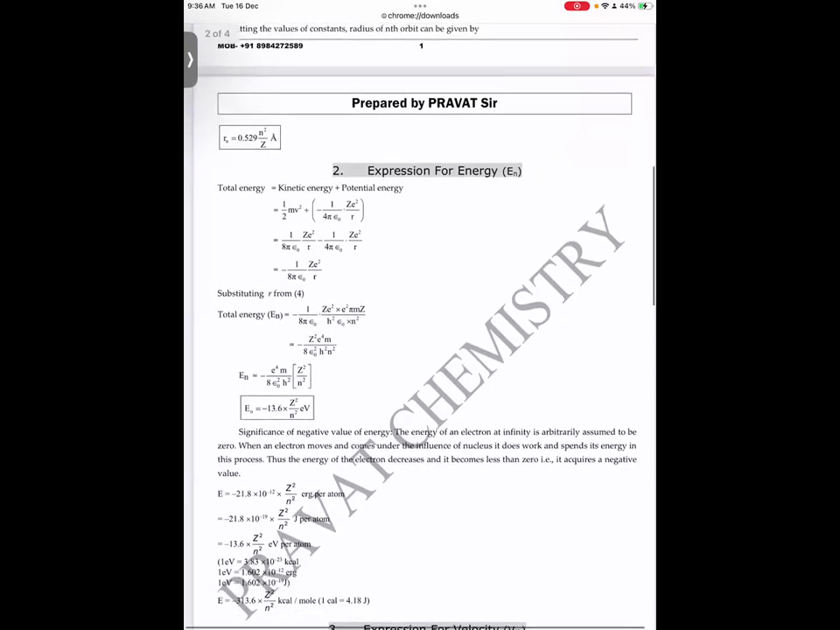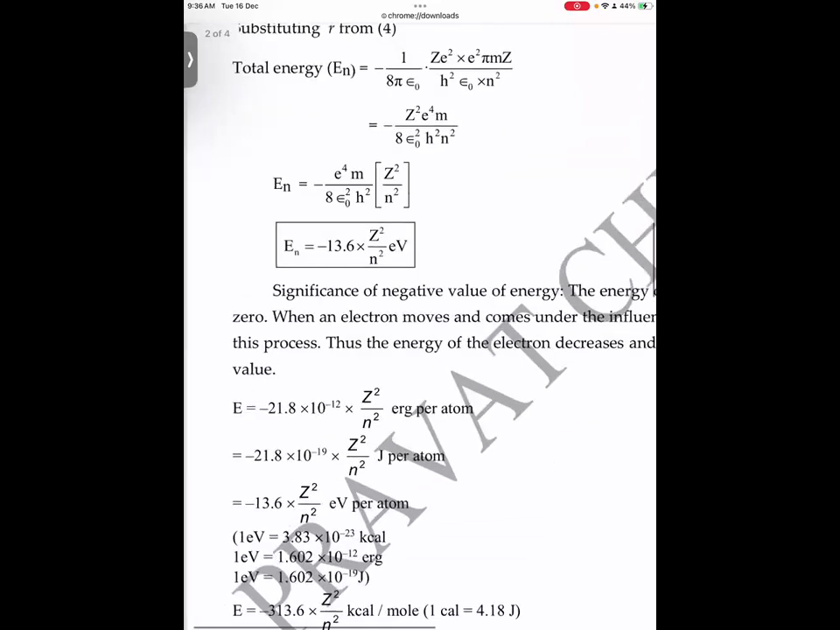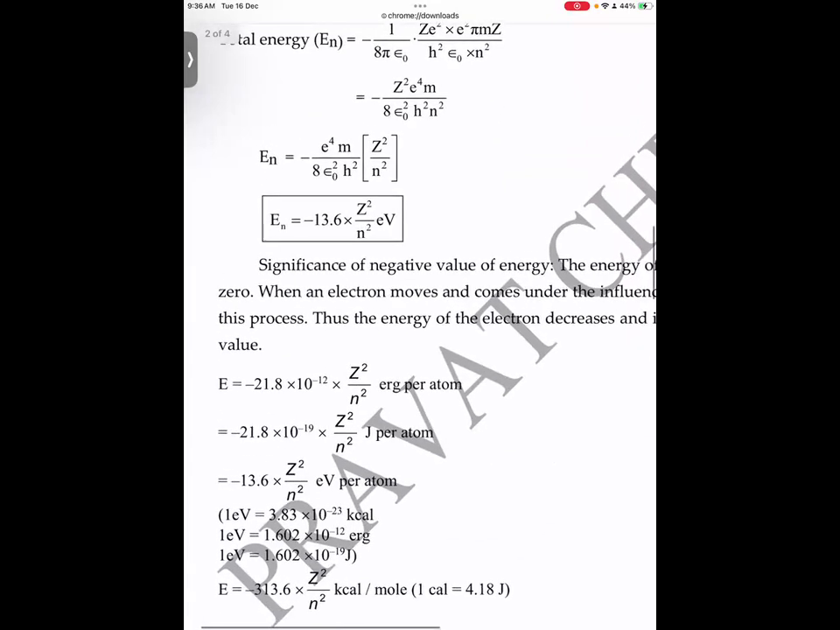Then if you are going to rewrite or rearrange, E equals minus 21.8 into 10 to the minus 12 Z square upon n square, that is erg per atom.